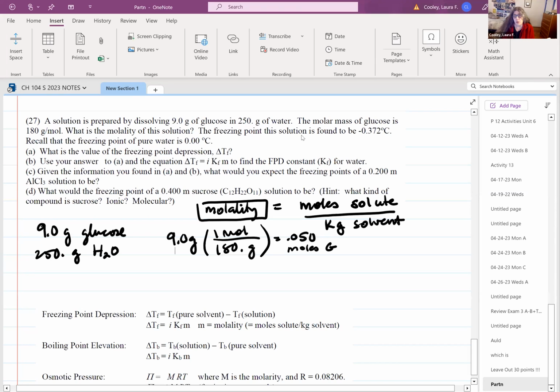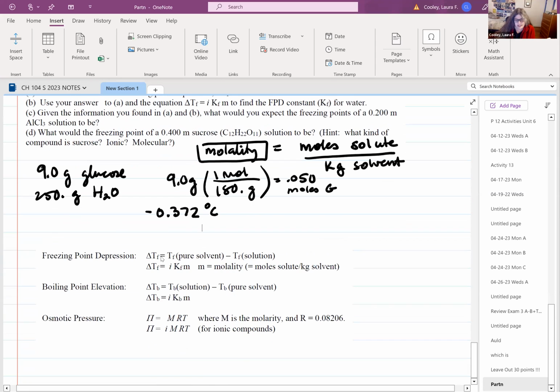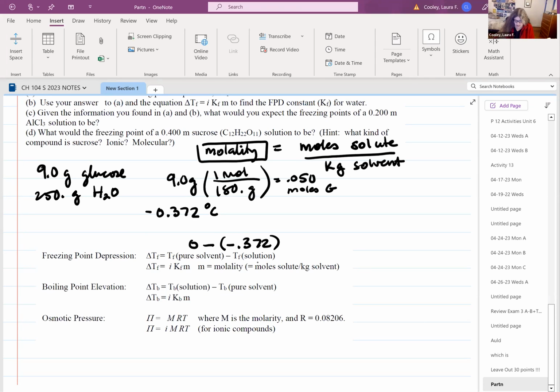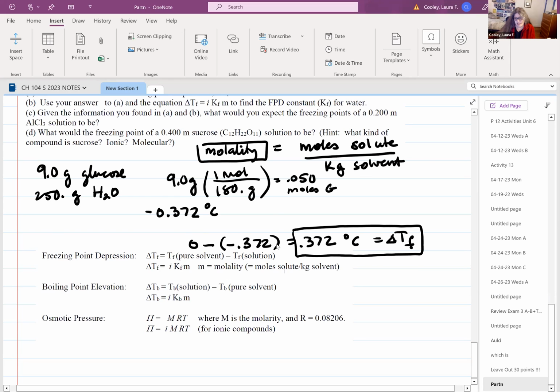Okay. The freezing point of this solution is negative 0.372 degrees C. Now if you look at these equations, what it's asking is, what is the value of the freezing point depression? Look, the freezing point depression is the freezing point of the pure solvent, 0, minus negative 0.372. In other words, it's the absolute value, because the freezing point of water is 0 degrees, and whatever the freezing point is for the solution, the negative of that is what we call the freezing point depression, the delta TF. Okay. So far, I don't think it's too hard.